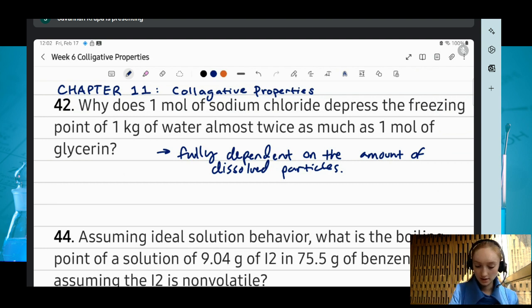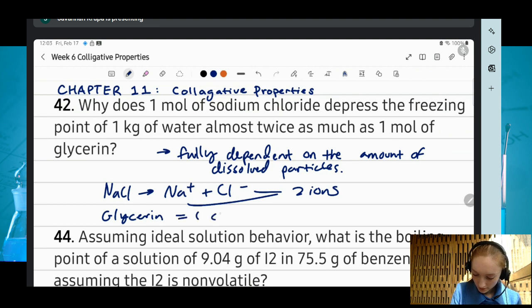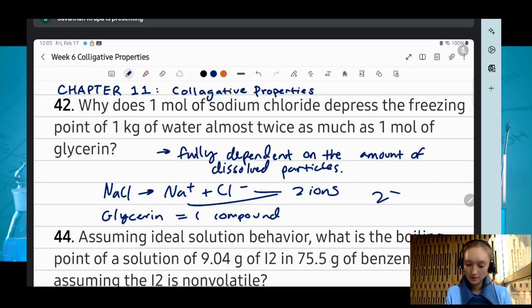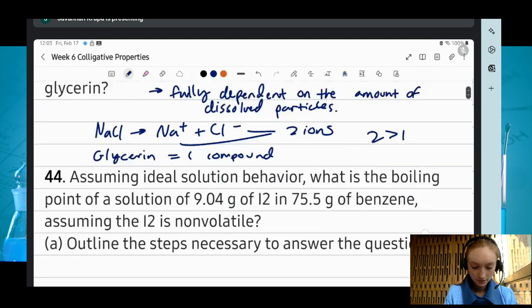And so because sodium and chloride are two things dissolving versus glycerin, it'll do it twice as much, because sodium chloride goes like this, right? There's two ions, and then the glycerin, which is just one compound, equals one compound. So the 2 is bigger than 1, and so it's twice as much because it's dependent on the amount of dissolved particles. Okay, so let's move on with knowing how colligative properties work. Let's go on to 44.